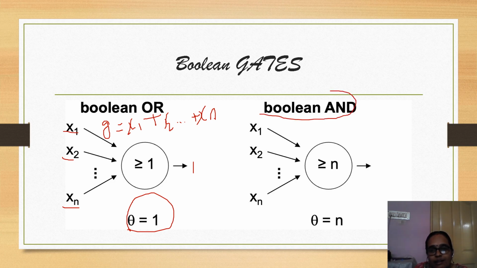Coming to the Boolean AND, we know that all the values should be 1. If you add x1 plus x2 up to xn, the total value should be n. Then only it will give the answer as 1. So the theta value is designed as n. Based on our Boolean gate, we set the theta value. In Boolean OR, a theta value of 1 is enough, because any one input gives the answer 1. In case of Boolean AND, all the values should be 1, so if you have n inputs, the theta should be n.